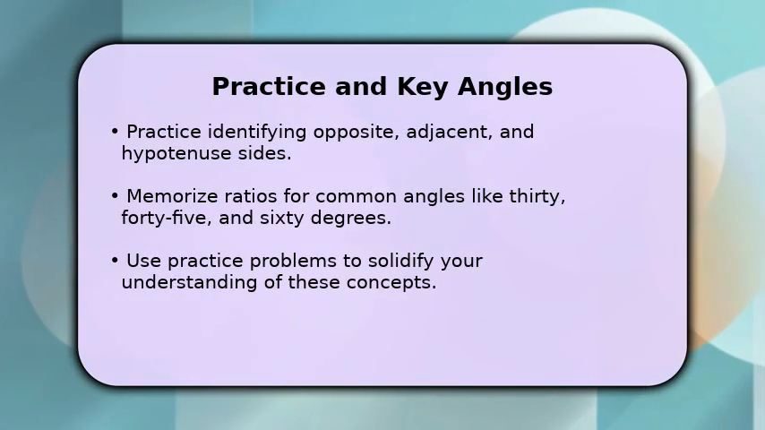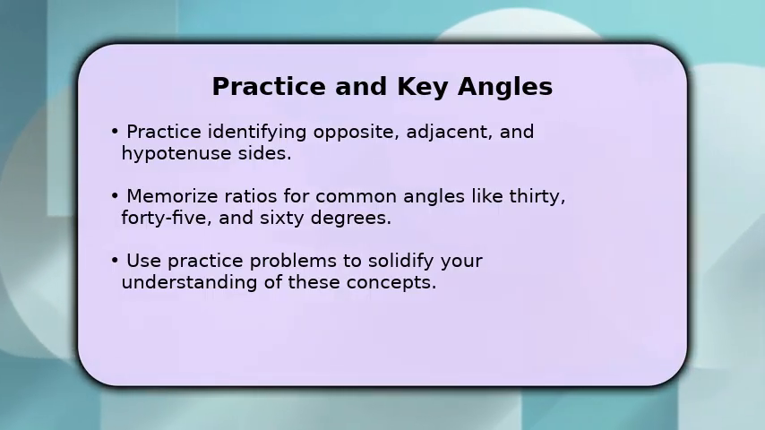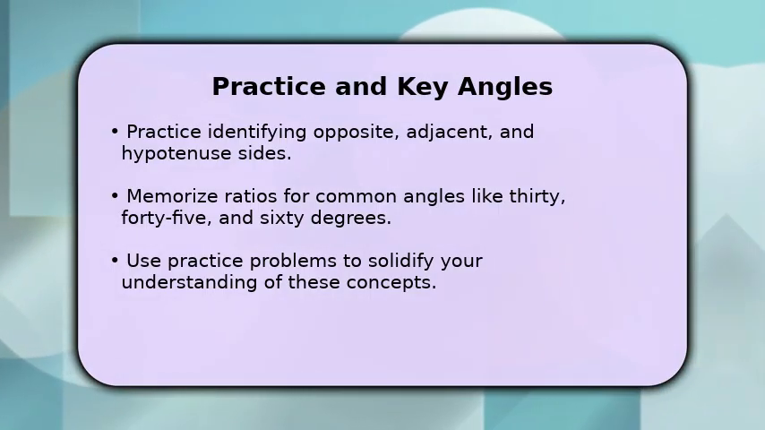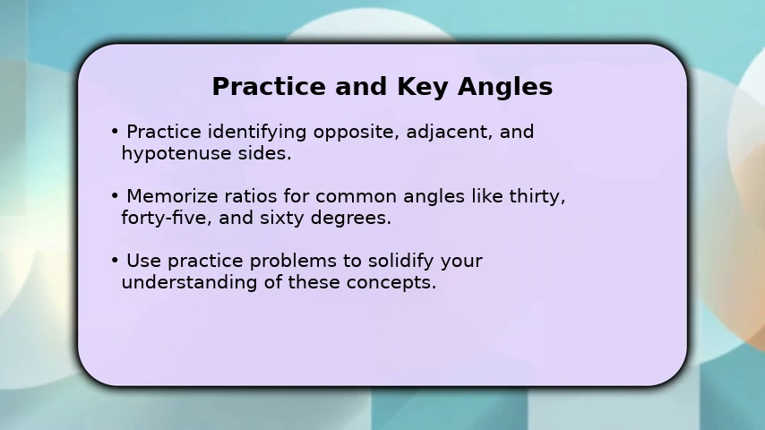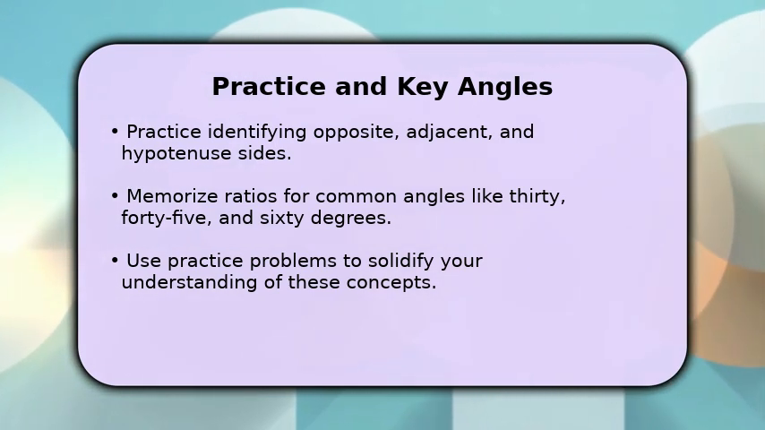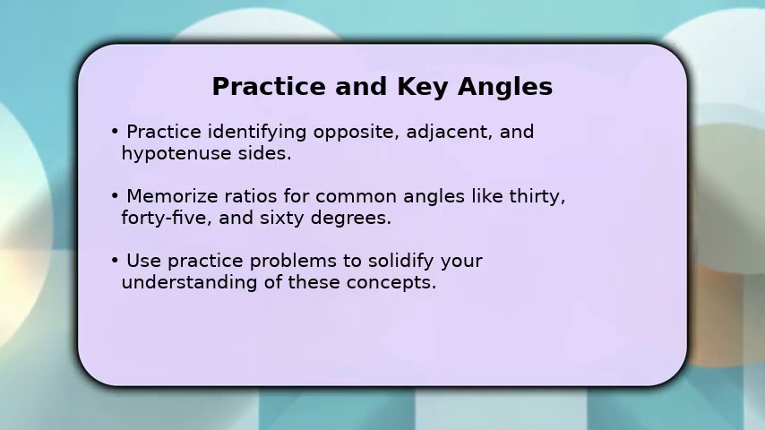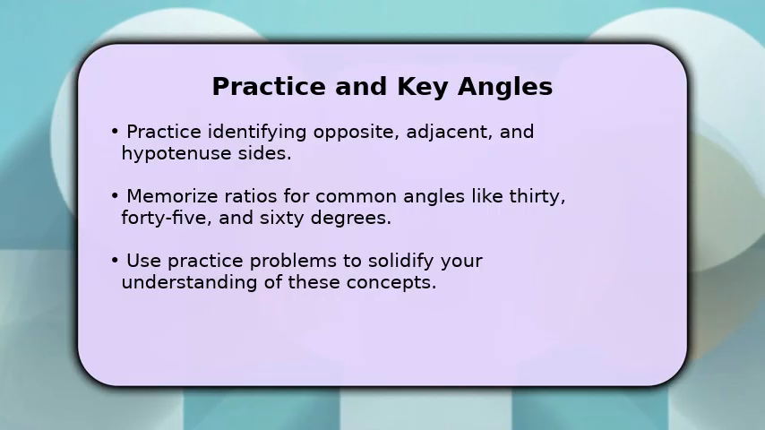To truly master trigonometric ratios, consistent practice is essential. Start by labeling the sides of various right triangles relative to a given angle. Then, work on memorizing the exact ratio values for common angles such as 30, 45, and 60 degrees. Solving a variety of problems will help you apply these concepts confidently and build a strong foundation.